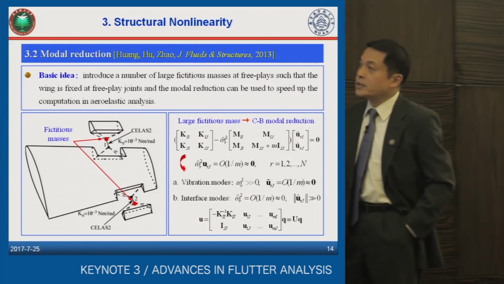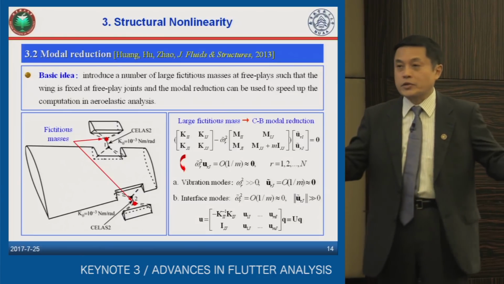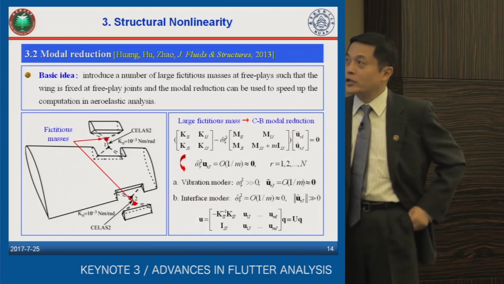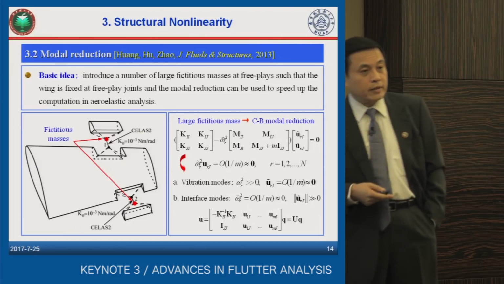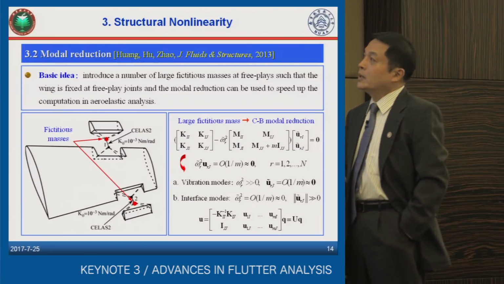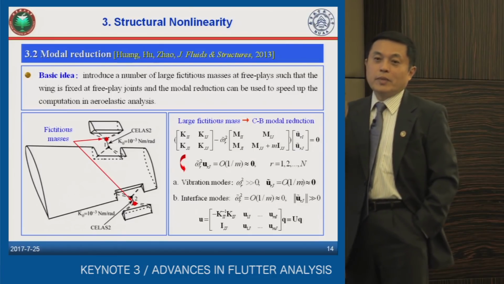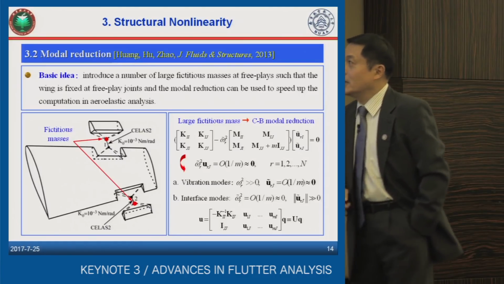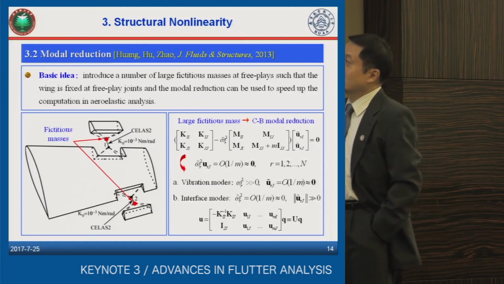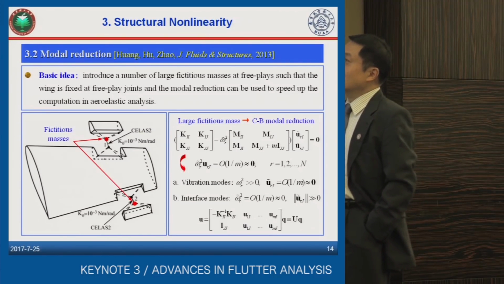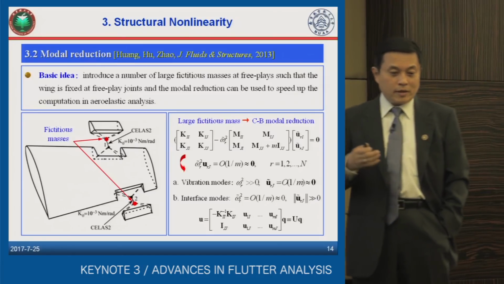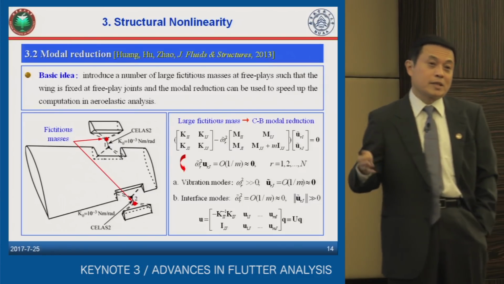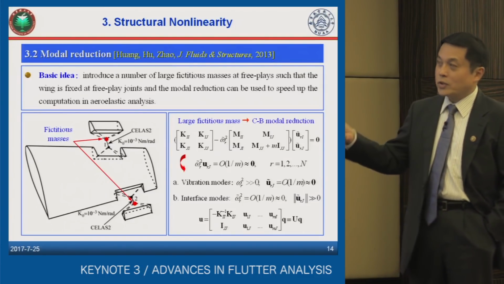For example, this is the eigenvalue problem of a single wing structure, but with free plays. For example, two free plays, one in the leading edge outboard control surface, and the other in the trailing edge outboard control surface. And then we put some fixture masses of very large value at these two free plays. This way, we add these entries into the mass matrix. I mentioned that the mass value is very large, for example, several million times as large as other entries in the mass matrix.